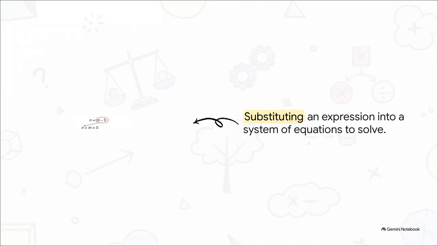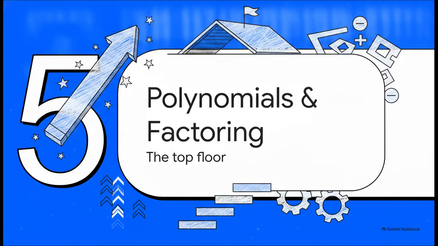And check out substitution, which is one of the key algebra techniques from step 5. It's almost like a magic trick. Because we know that n is equal to m minus 9, we can just seamlessly drop m minus 9 directly into the n spot in the other equation. Just like that, a complicated, messy system with 2 variables transforms into a totally straightforward equation with just 1. All right, we made it to the penthouse. Section 5. Polynomials and factoring.